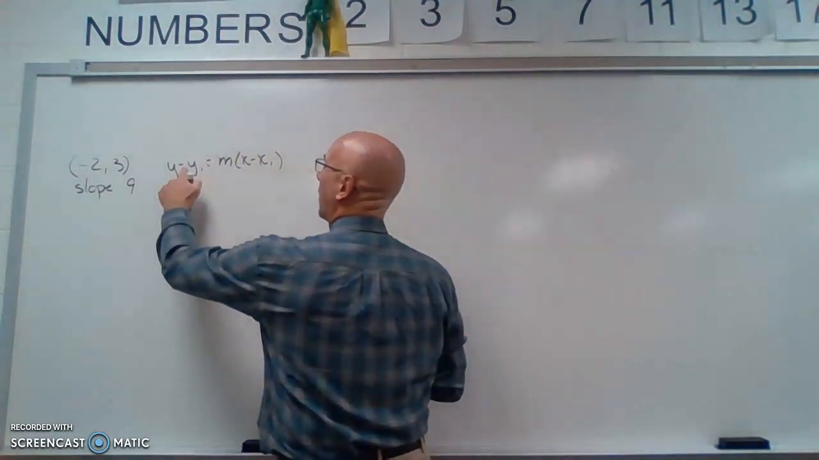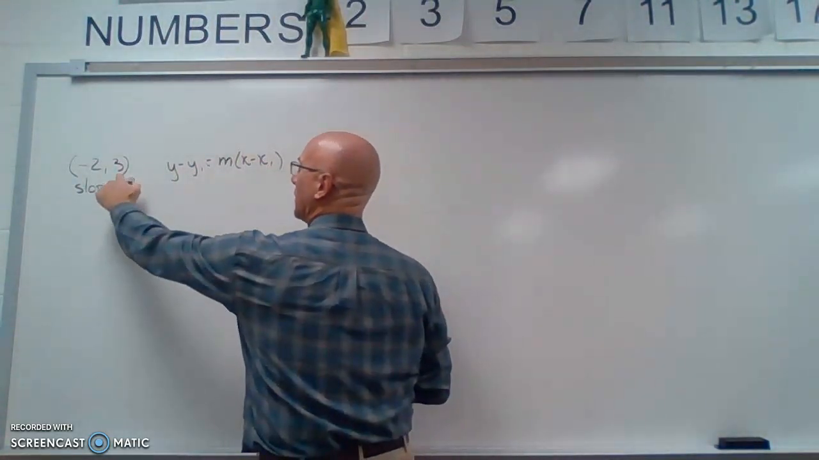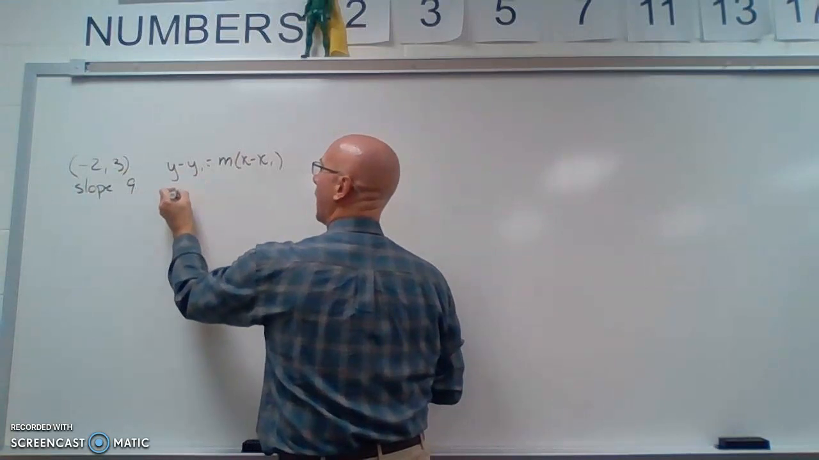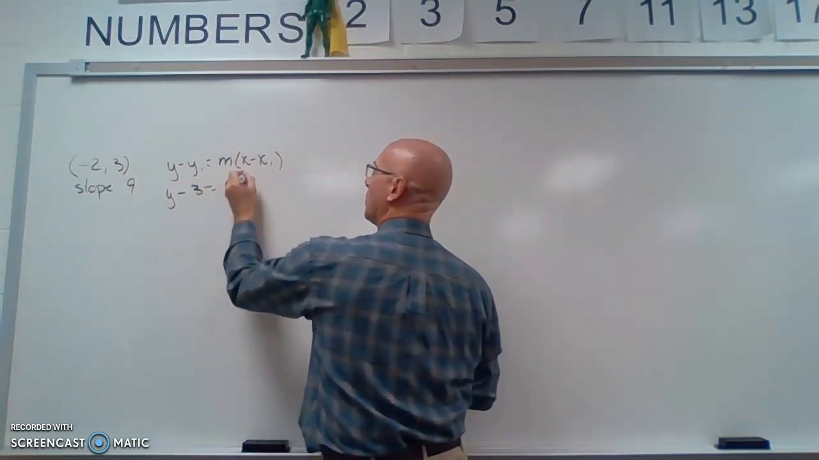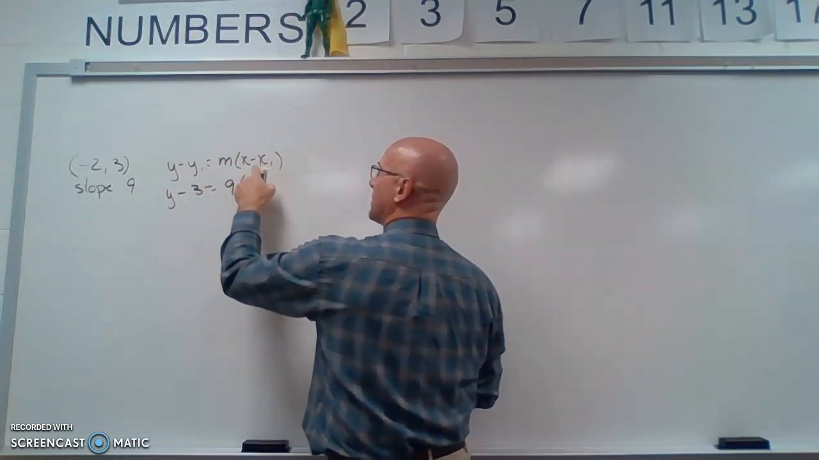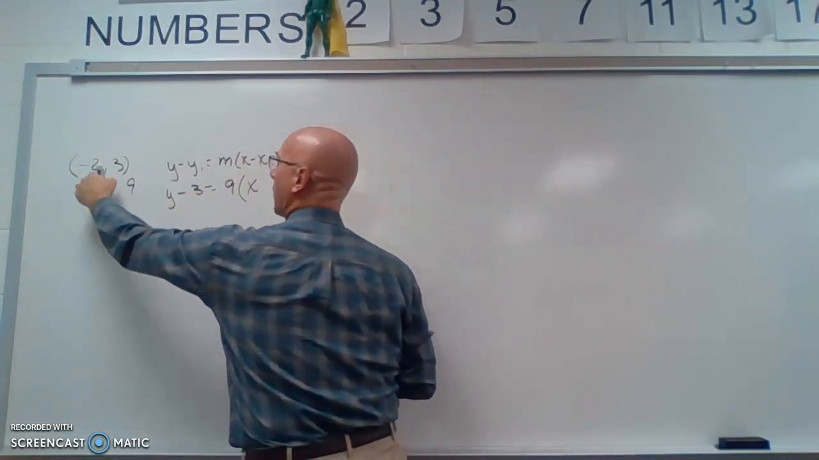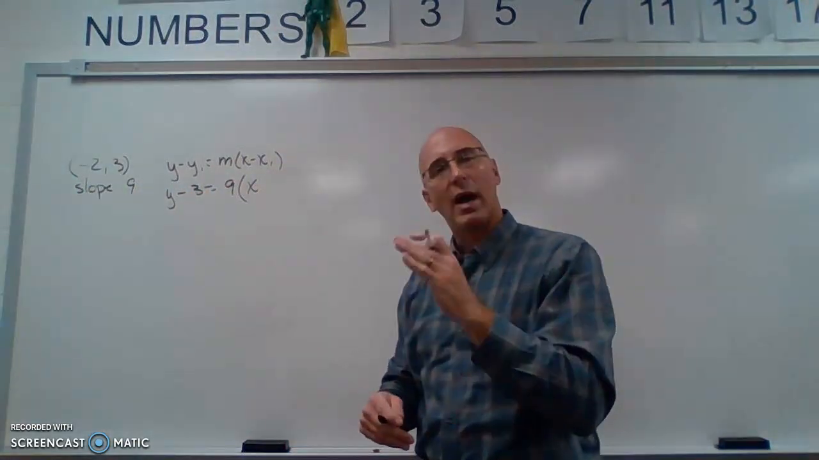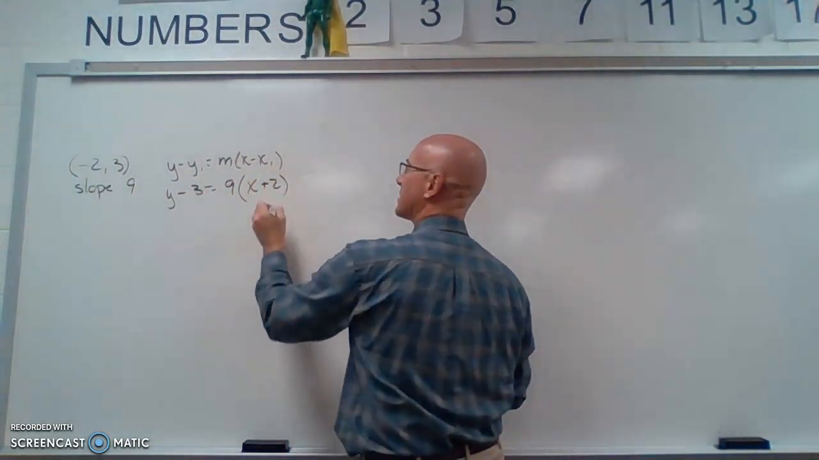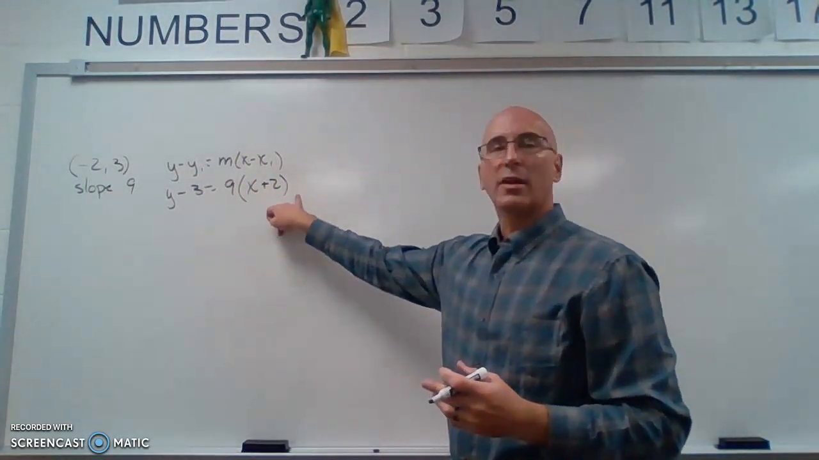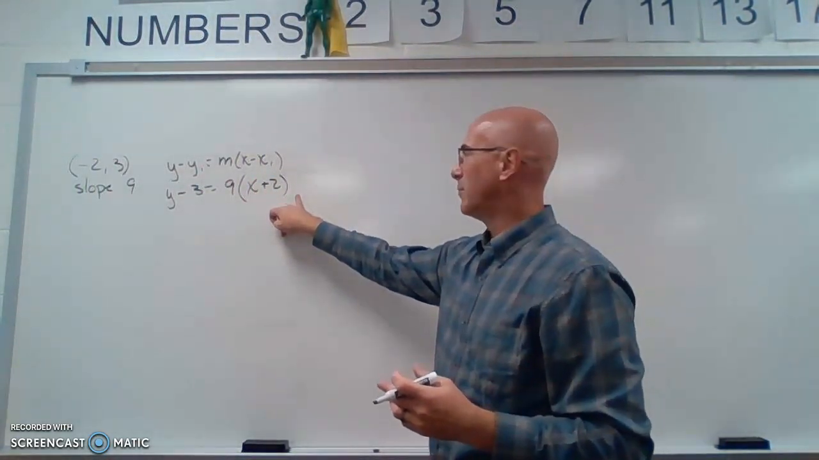So our y value is 3, our y1. So we say y minus 3 equals m, our slope, and then we have x and then minus x1. So we already have a negative 2, so we're minus a negative, which turns into a positive. So that's plus 2. Right here is point slope form.